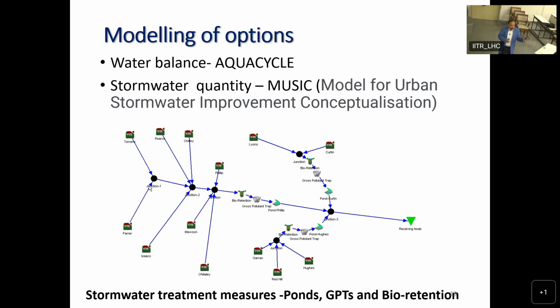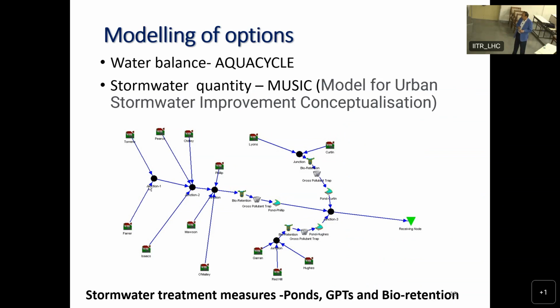the eWater website. And this is MUSIC, which comes from Model for Urban Stormwater Improvement Conceptualisation. So MUSIC is the short form of that model. Okay. So in that model, what you can do is you can model each and every suburb.